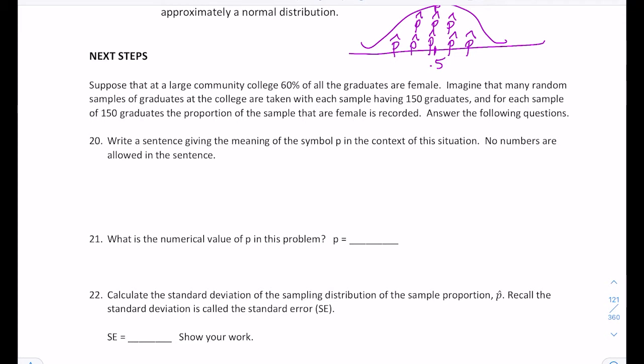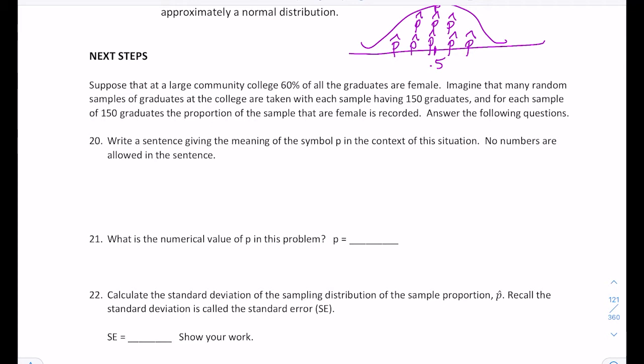Pretend we're talking about Valencia College. If I was to keep taking random samples of 150 graduates, I would want to try to determine the true proportion of female graduates. So if I kept taking samples over and over of the same size, the percentage of females that graduated within each sample represents my p hat. And all of those p hats, your sampling distribution, will cluster around the population proportion p.